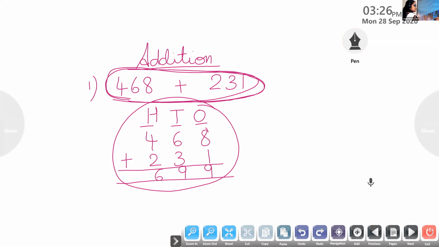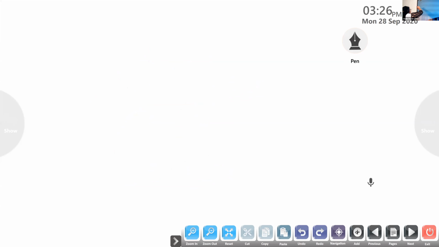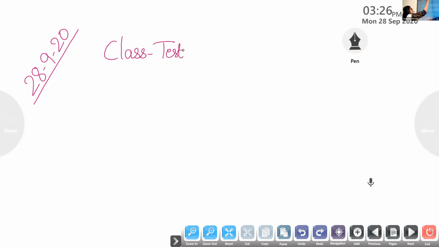Okay, so I'm going to share the board now. First thing you have to do is write the date. Today is 28, 9, 20. As the heading, write class test. In the bracket, write the topics. Today we are going to do place value and addition.